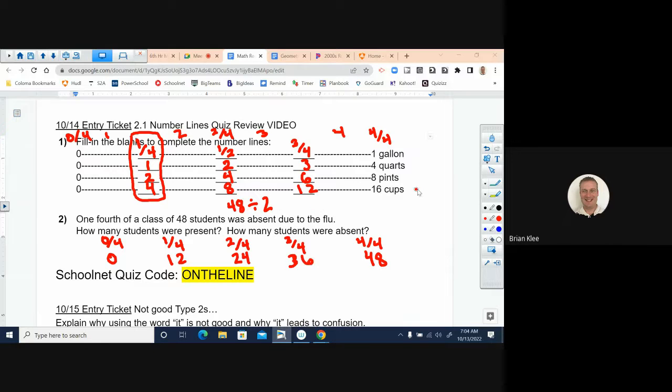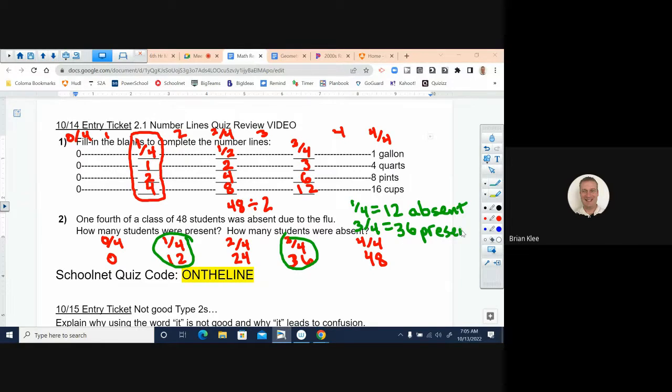And now our answers are staring us in the face, where 1/4 of students were absent. So 12 absent students, and 3/4 would be 36 students present.